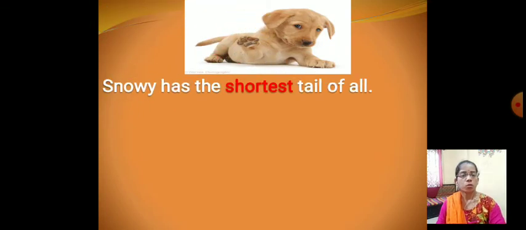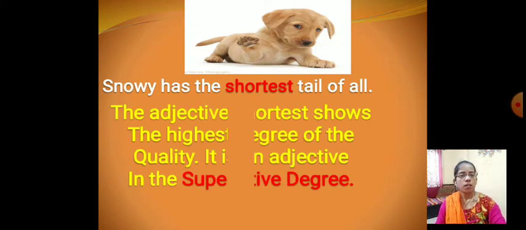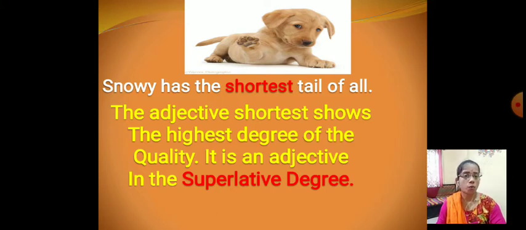Next one. Snowy has the shortest tail of all. Here Snowy is compared with all the doggies' tails. So the adjective shortest shows the highest degree of quality. It is an adjective in the superlative degree. Here the highest quality of the degree, so that is the shortest. So shortest is included in the superlative degree.